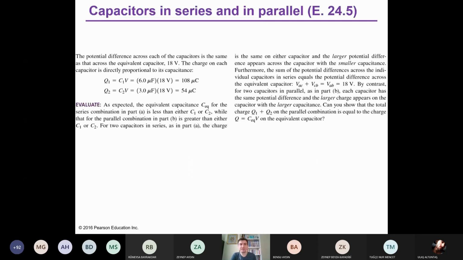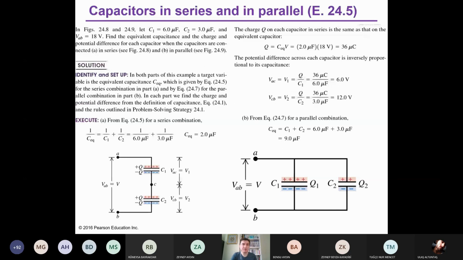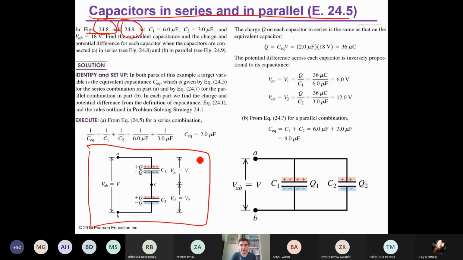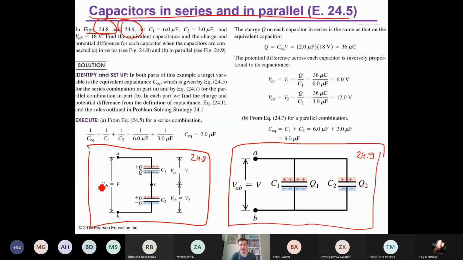Capacitors in series and in parallel. In figures 24.8 and 24.9, these figures in the book, what do you see here? We have a series combination of the capacitors, and here we have a parallel combination of the capacitors. C1 and C2 are given as 6 microfarad and 3 microfarad, and the potential difference between A and B is also given, VAB 18 volt.